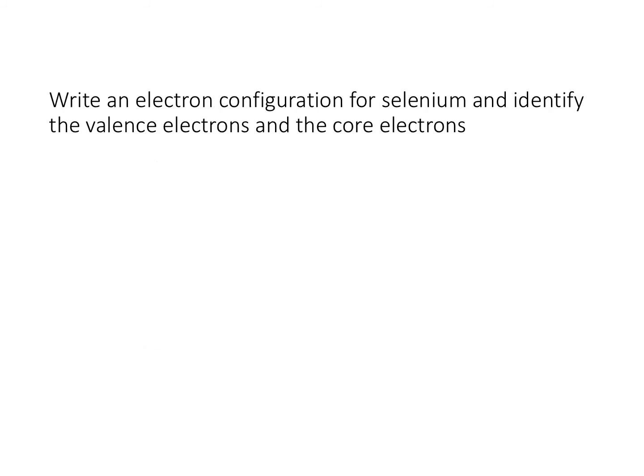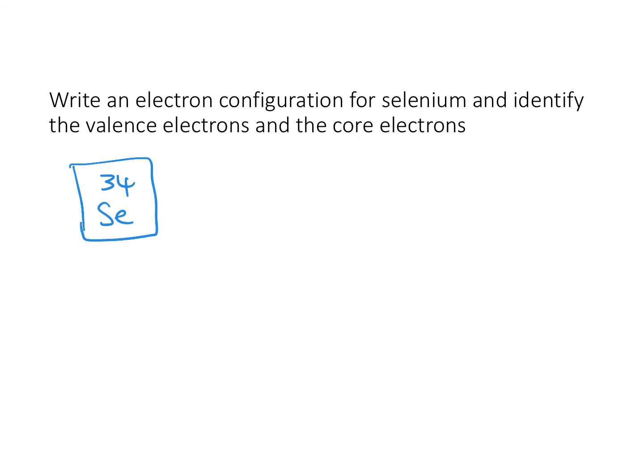Now let's write an example, right? Write an electron configuration for selenium and identify the valence electrons and the core electrons. What is the first step to solve this problem? Exactly, find selenium. Where is selenium? Group 6A. It has atomic number of 34.